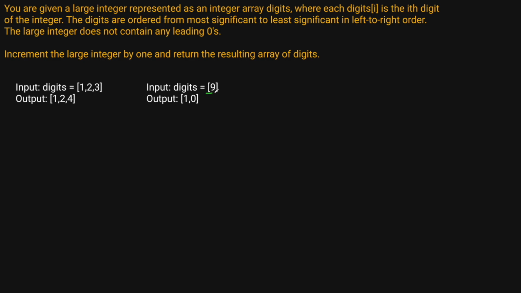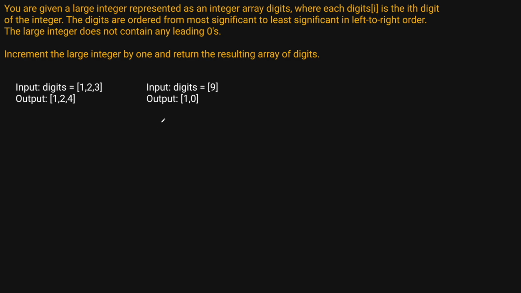If we're given the digit 9, well, what happens here? We need to return 1, 0. Why is that? Well, if we add 1 to this 9, then it becomes 10. But obviously we can't have 10 in a single slot. The 1 needs to go to the next position and the 0 needs to stay at the current index. So we need to carry over the 1 and add it to the next value. Here there is no next value, so we simply have to insert a 1 at the beginning of the array.